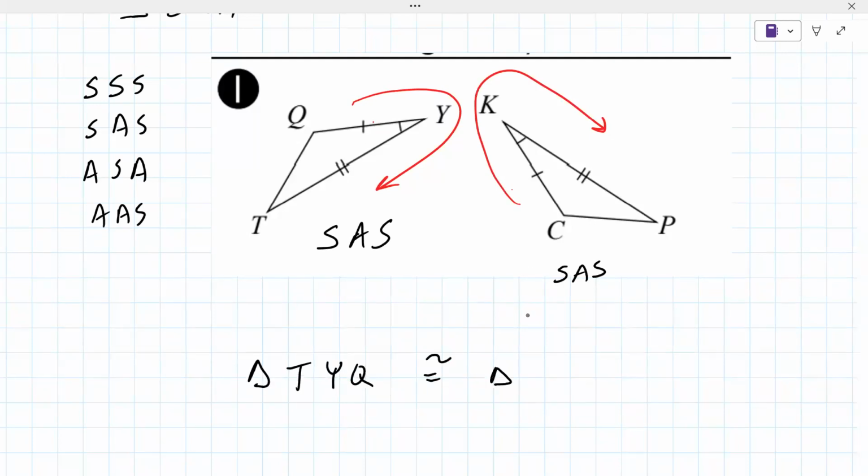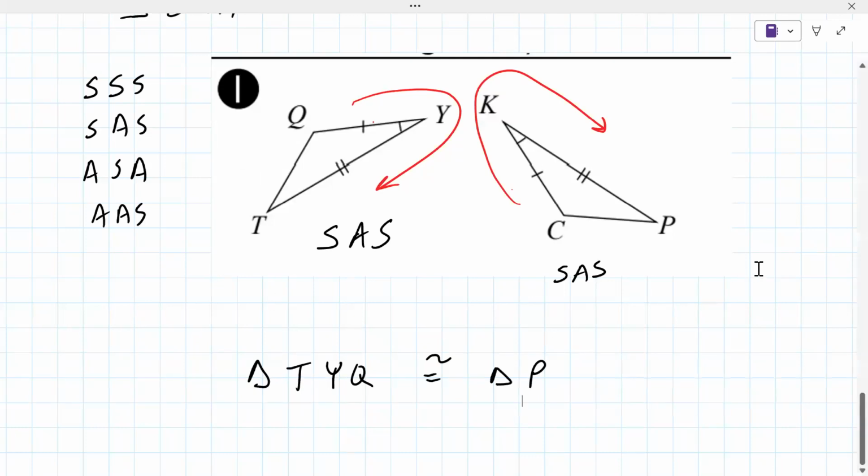What's the congruence statement over here on the right, please? TYQ is congruent to P... no, sorry, CKP. Try again. P... wait, okay. Oh, PCK then. You got to give me your final answer.